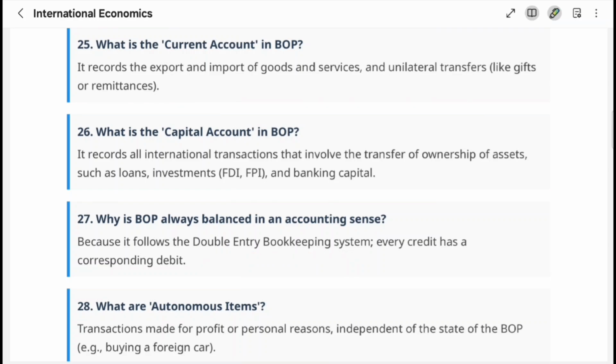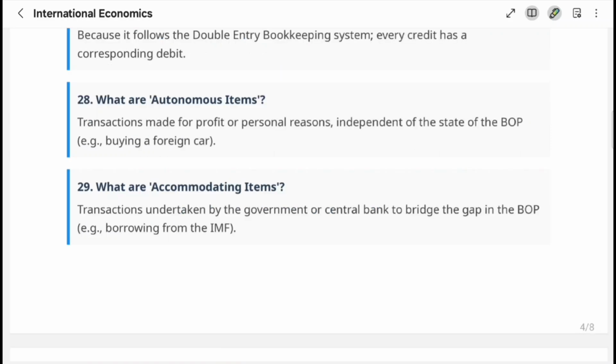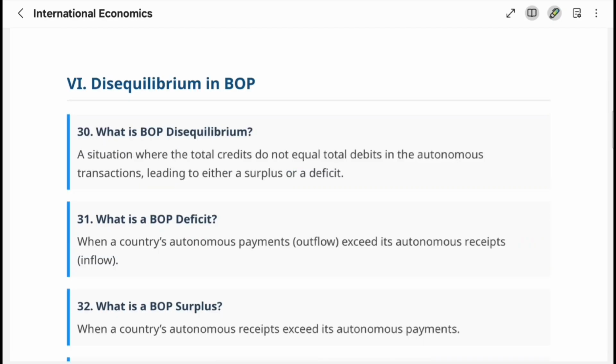Question 28. What are autonomous items? Transactions made for profit or personal reasons, independent of the state of the BOP. Example, buying a foreign car. Question 29. What are accommodating items? Transactions undertaken by the government or central bank to bridge the gap in the BOP. Example, borrowing from the IMF.